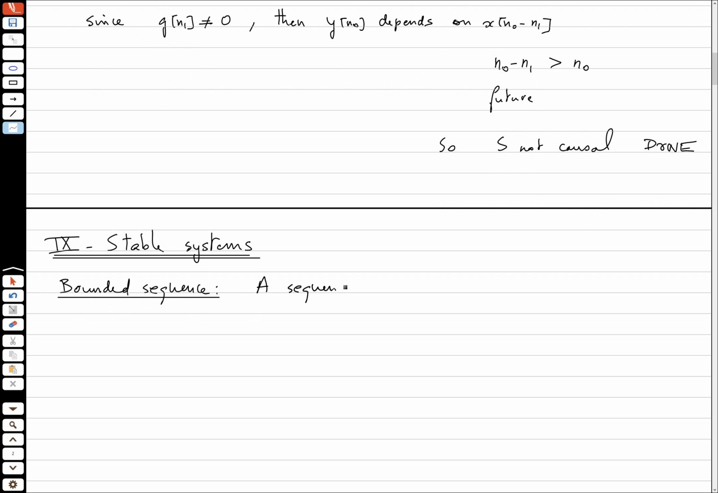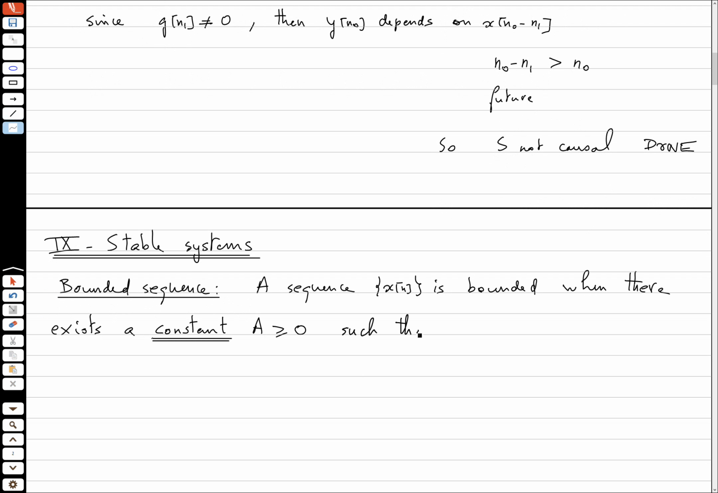A sequence x of n is bounded when there exists a constant A such that for all n, the absolute value or magnitude of x of n is less than A in absolute value or in magnitude. That's the definition.